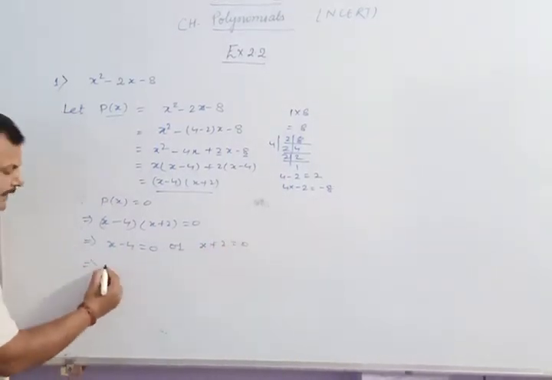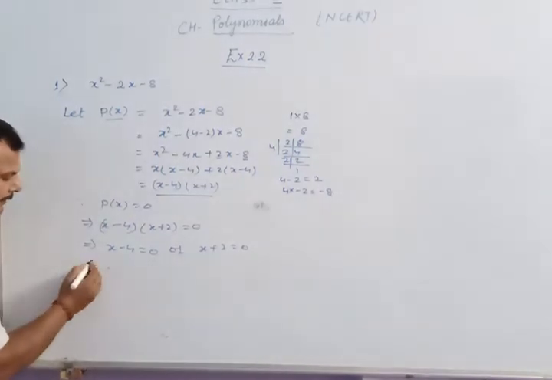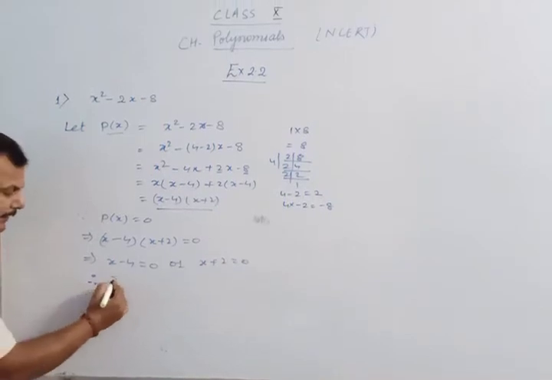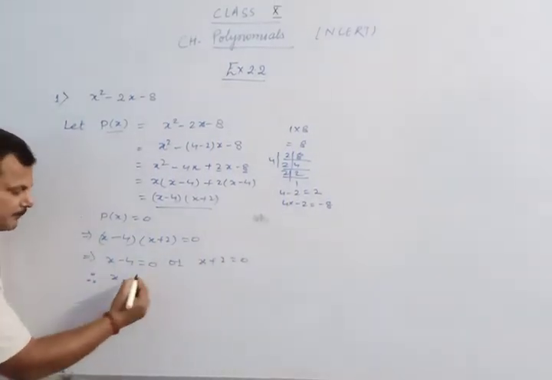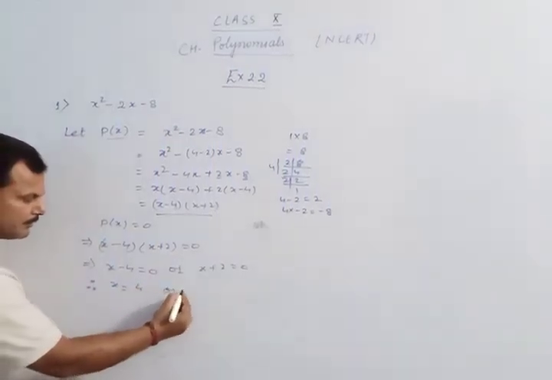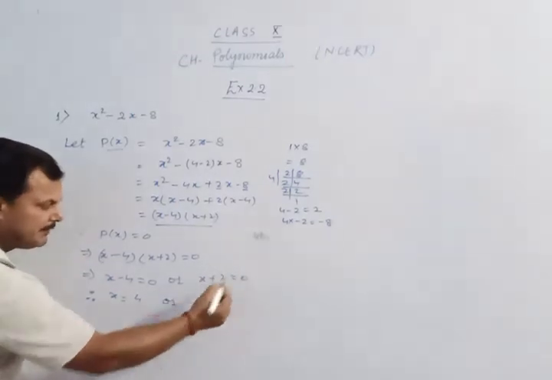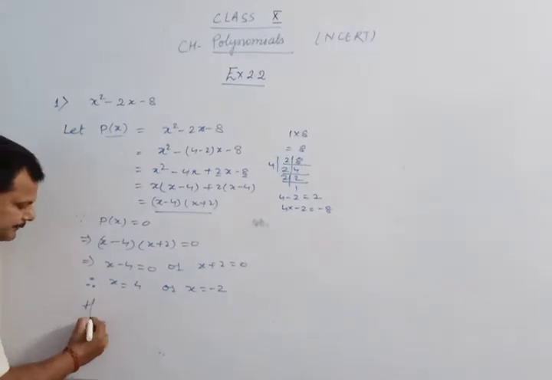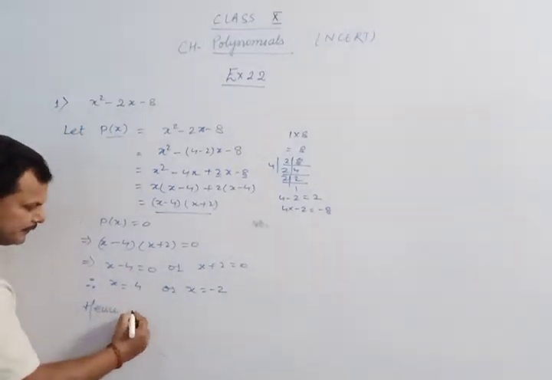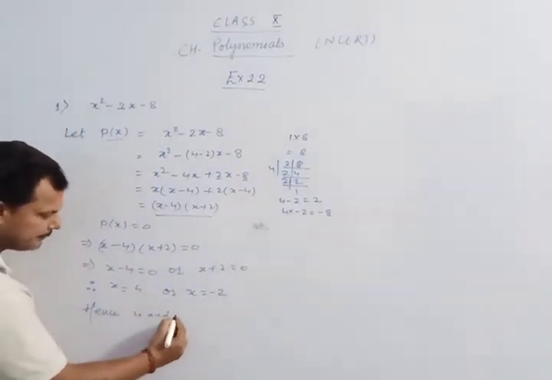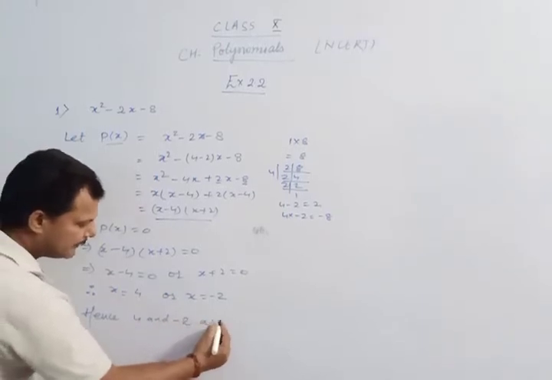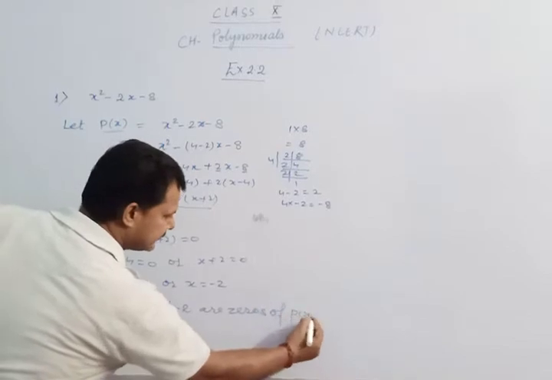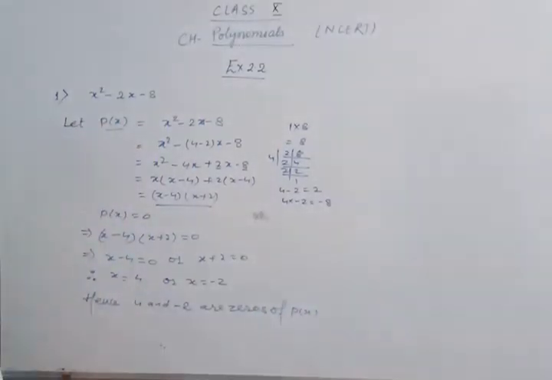It means x, here you will write therefore. This is the last step. X is equal to 4, minus 4 transposed to that side becomes 4, or plus 2 transposed to that side becomes minus 2. Hence 4 and minus 2 are the zeros of P(x). This is the first part of the given question.